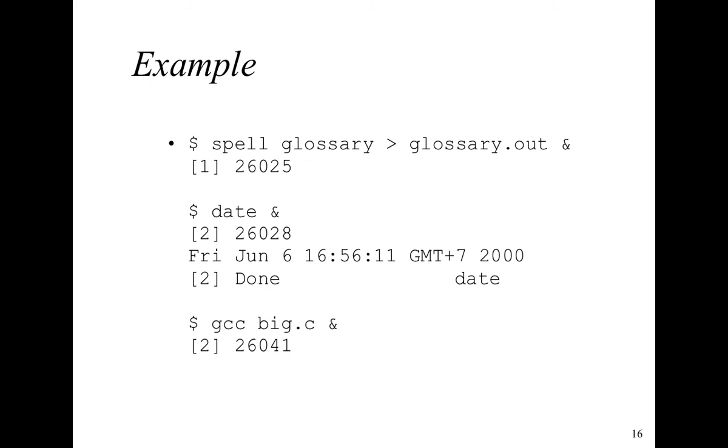So here's a little example. Here you type in spell glossary and you send it to the glossary out. You use that ampersand and it puts it in the background. So you probably want to know about foreground and background processes for the final, by the way. So you go date ampersand and it puts it in the background. And then gcc big.c and put it in the background. These are background processes.